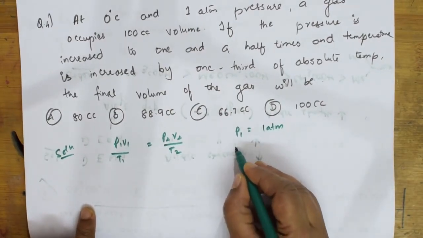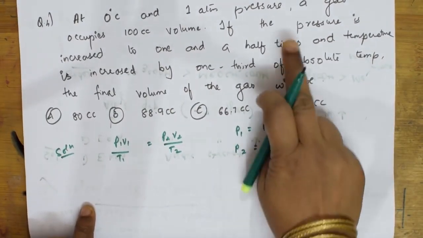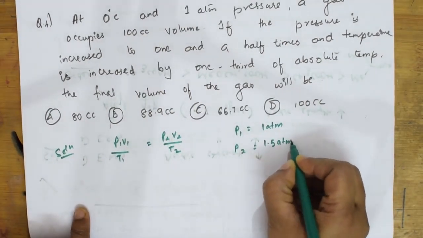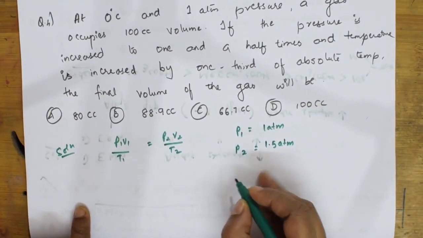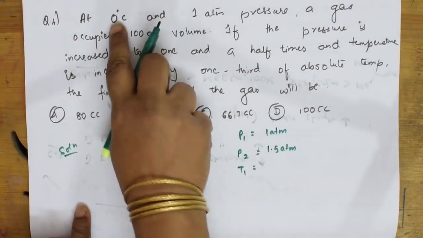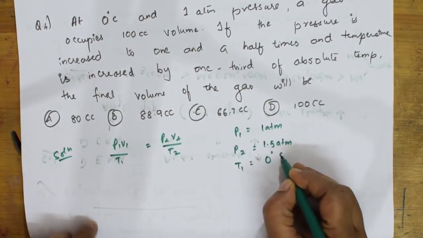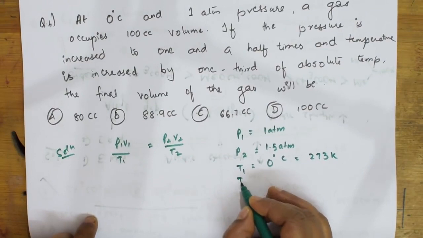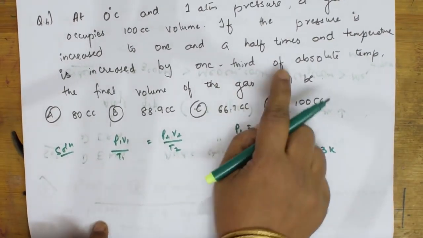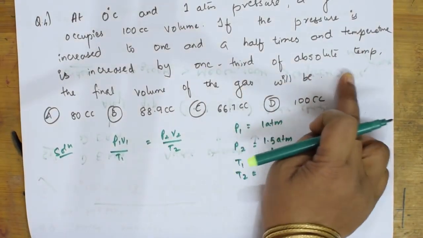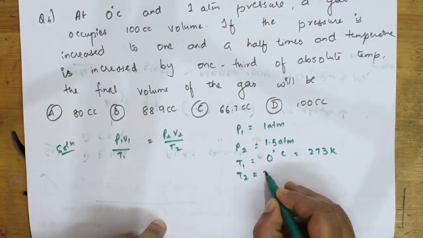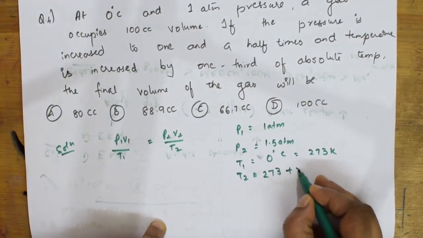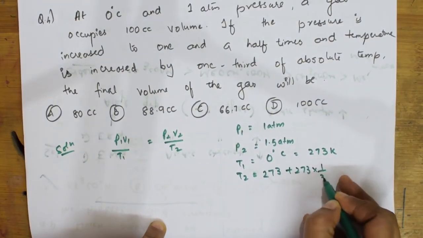Then what will be P2? They said the pressure is increased by 1.5 times, so the pressure will be 1.5 atmospheres. Now what is T1 here? T1 is 0 degrees centigrade, which is nothing but 273 Kelvin. Now what is T2? T2 they said is increased by 1/3 of the absolute temperature. So what is the absolute temperature? It is 273. I am converting that as 273 plus 1/3 of 273, because it is increased by 1/3.